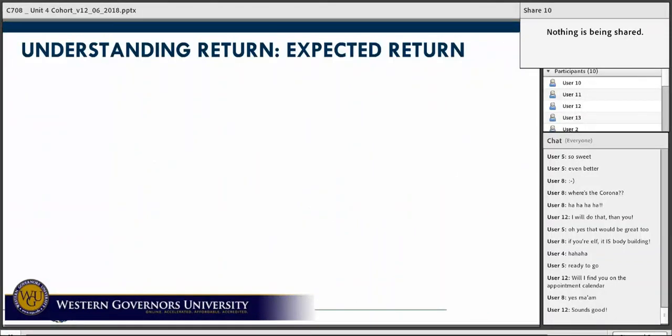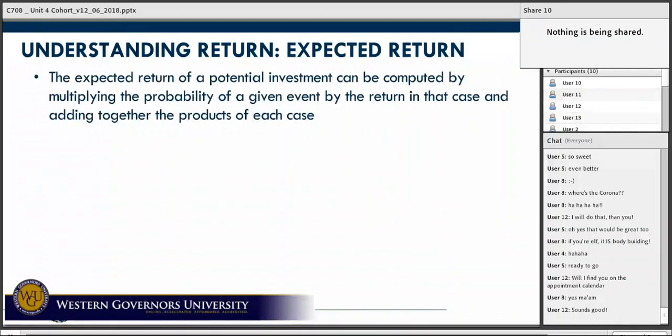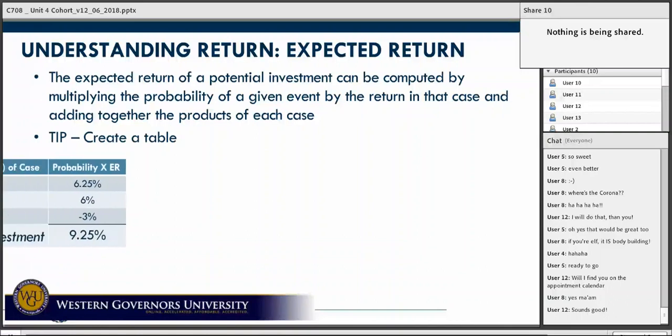So let's understand expected return. Now, there's a technical way of saying this, which says the expected return of an investment can be computed by multiplying the probability of a given event by the return in that case, and then adding together the products of each case, which I don't find to be a very intuitive description. I would create a table. So let me show you how we're doing that.